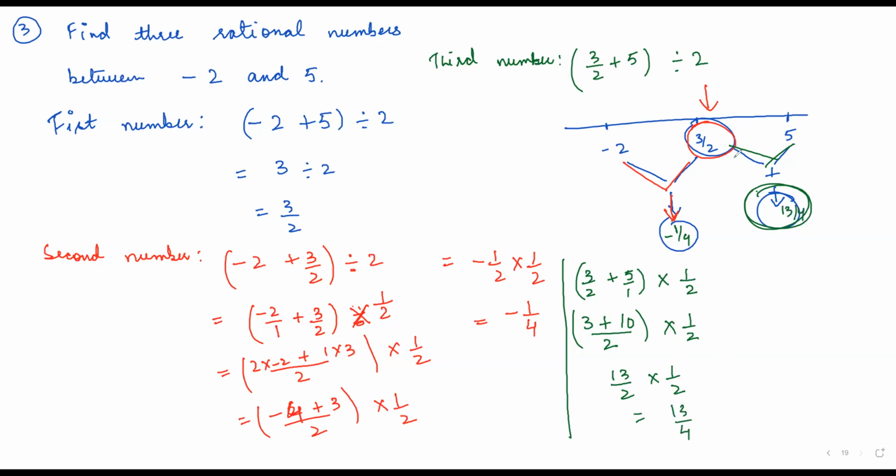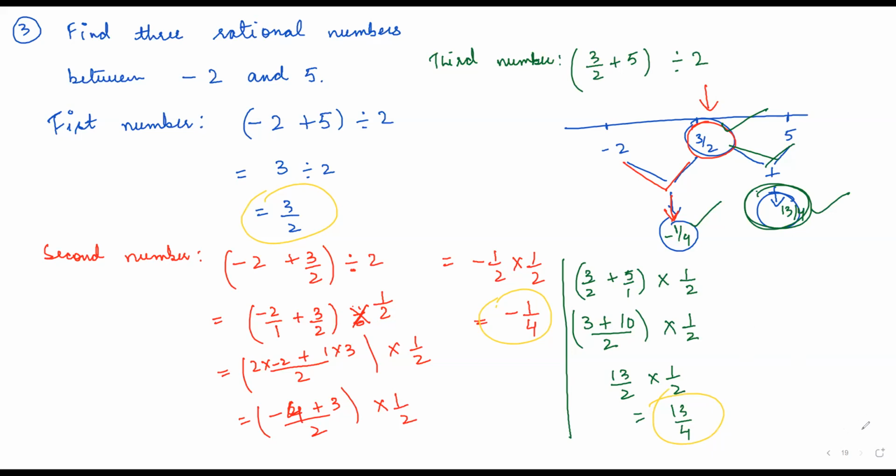So the other number I have got is 13 by 4. You can see all these three numbers are falling between -2 and 5. So these are the three numbers I've got: the first number, the second number, and the third number. Any problem here? I hope you have written, all of you.